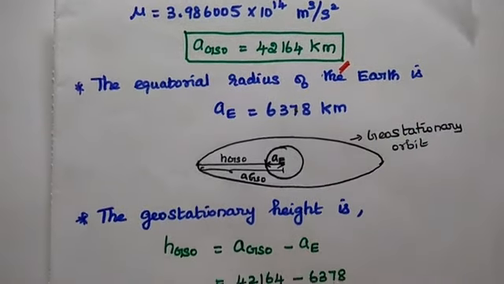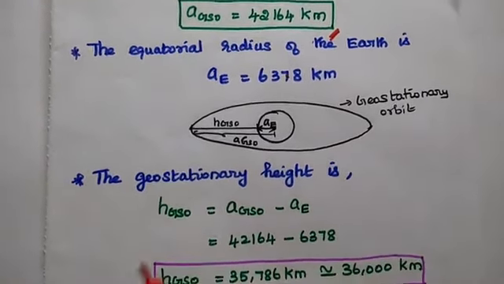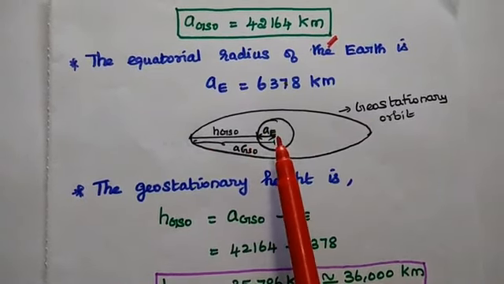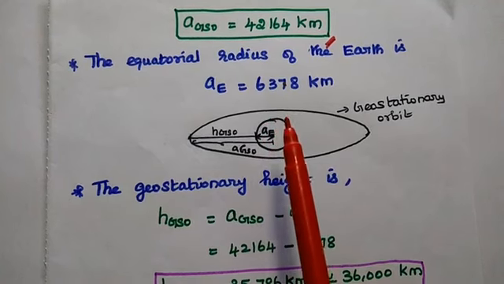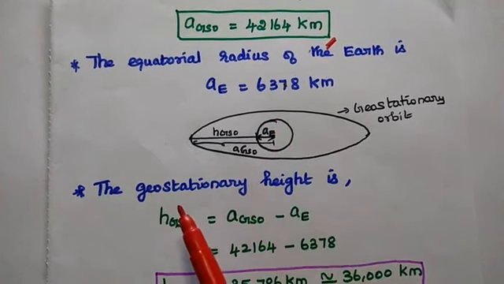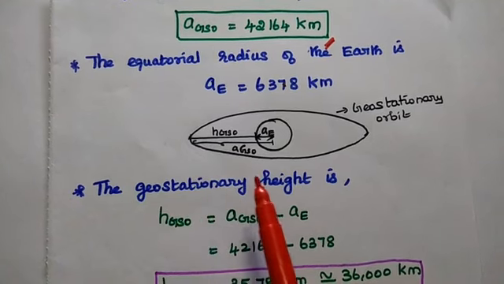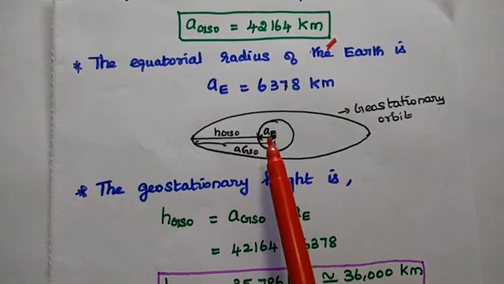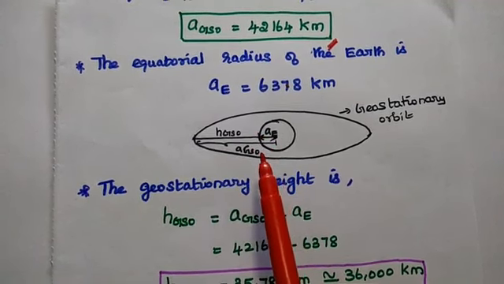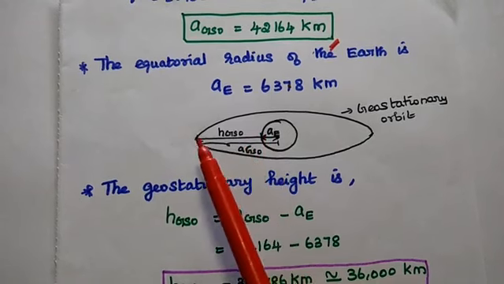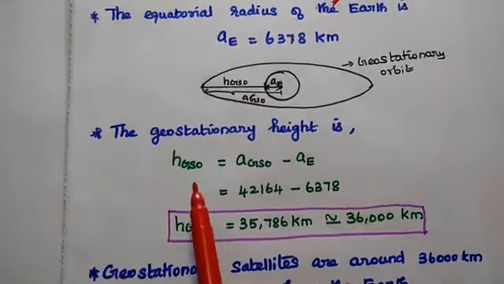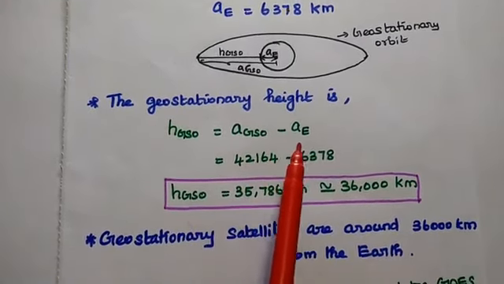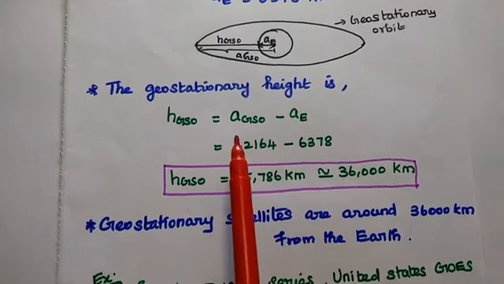Okay. So next we are going to find out the height of the geostationary orbit. For that we can consider the equatorial radius of the Earth. So its value is 6,378 kilometer. So next we are going to get the height of the geostationary orbit. For that we can subtract this equatorial radius of the Earth from the radius of the geostationary orbit. Then we can get only the height of the orbit from the Earth. So here we can get the geostationary height by subtracting the equatorial radius of the Earth from the geostationary radius.